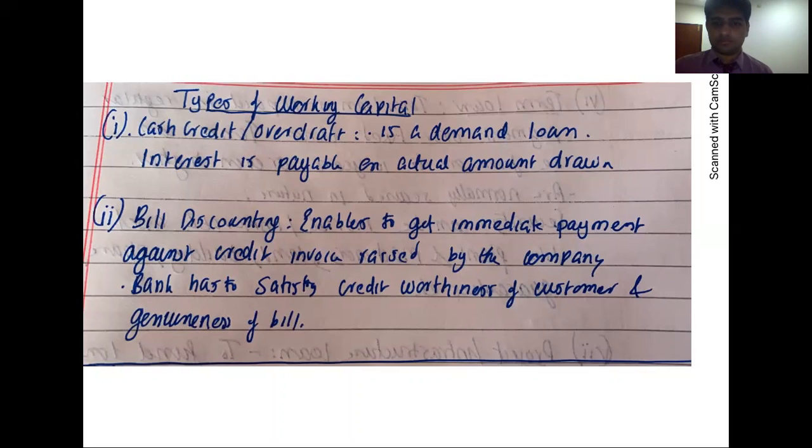Next one is bill discounting. What is bill discounting? Suppose in this case I am a supplier of goods. I supply goods to Mr. X. In that situation, Mr. X gave me a bill. This bill I can discount in the bank. It's as simple as that. Bill discounting is submitting a bill to the bank.